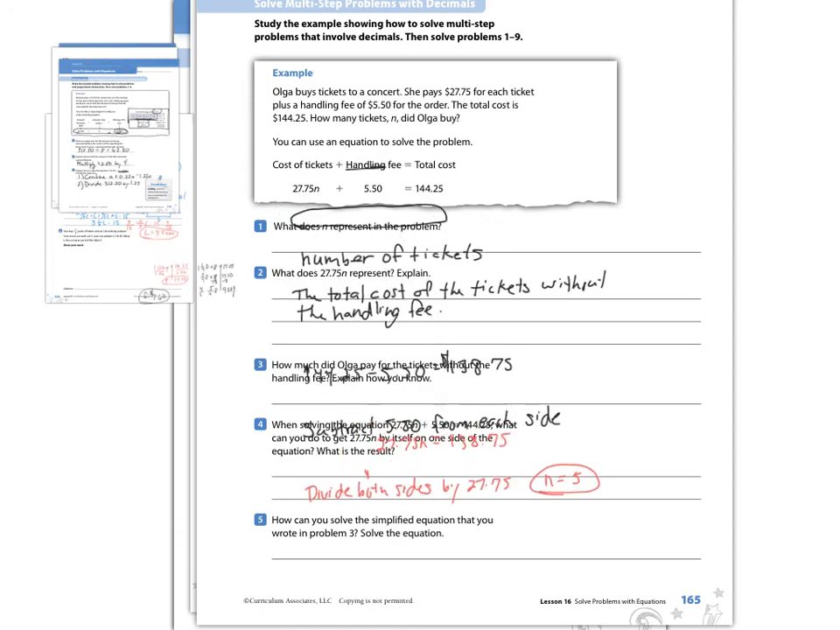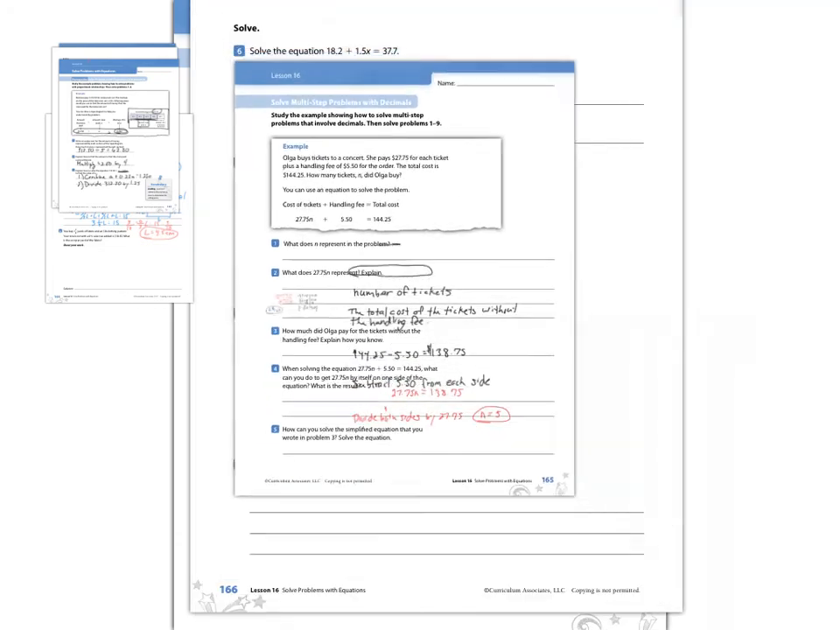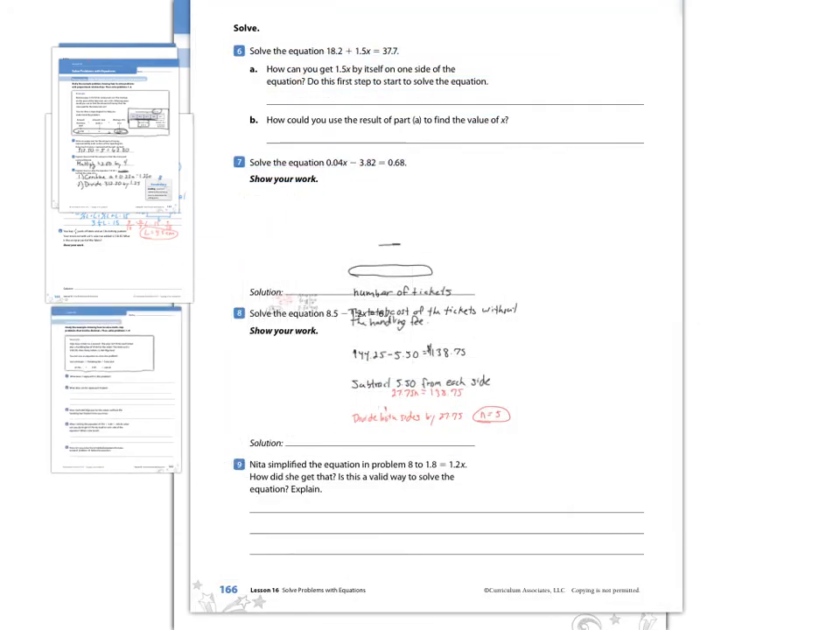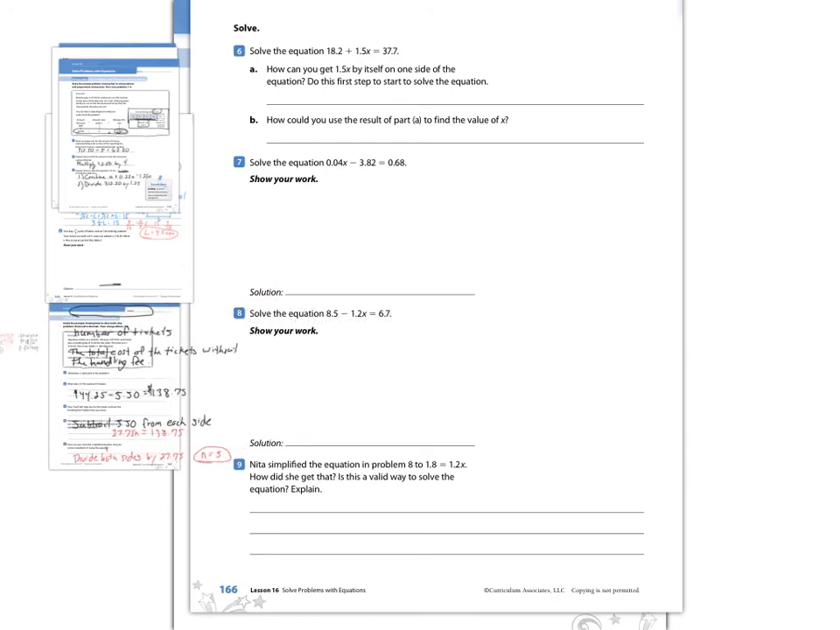Okay. Uh-oh, it did this again. Look at that. We're going to move that over there, and I'm going to move that. Ooh, isn't that nice? Wonder why it did that.